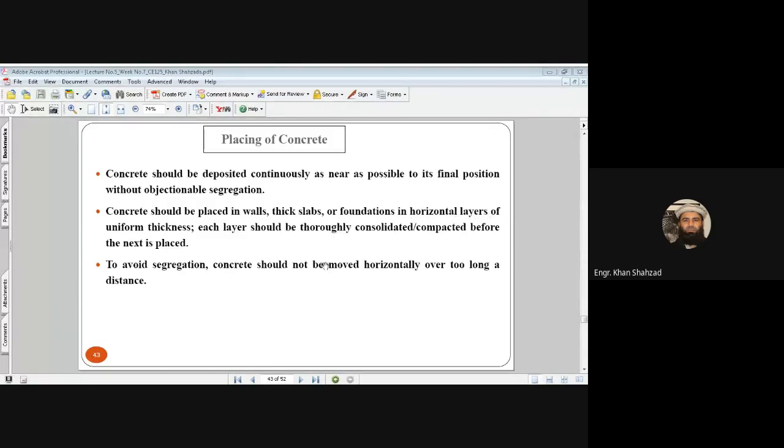आप लोगों ने इसमें लेयर वाइज आपने डालना है. पहले लेयर को आप कंपेक्ट करेंगे, फिर उसके बाद नेक्स्ट लेयर आपने डालना है. The thickness of the layers should be uniform. Each layer should be thoroughly consolidated or compacted before the next is placed. To avoid segregation, concrete should not be allowed to move horizontally over too long distances.